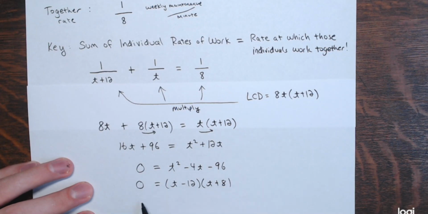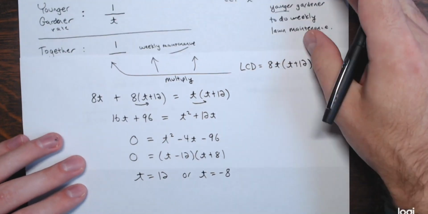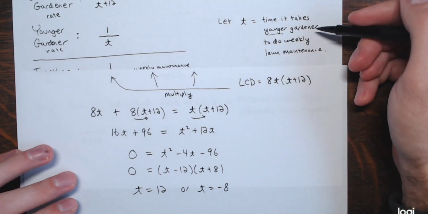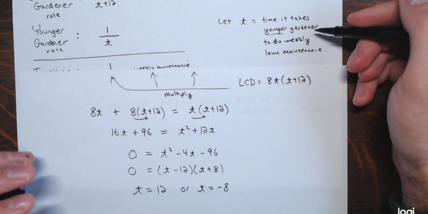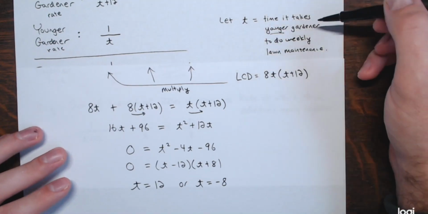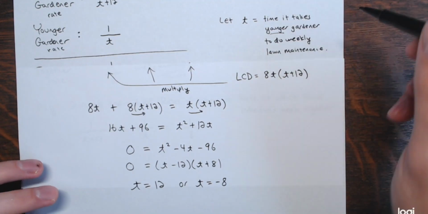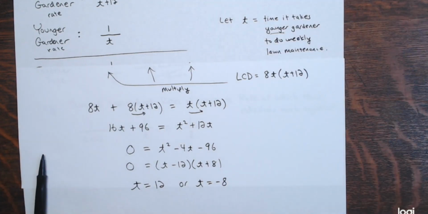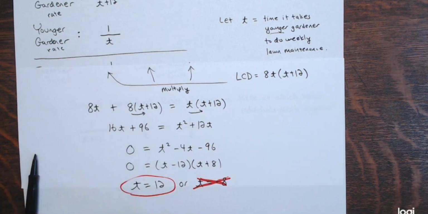So the possible solutions here are T equals 12 or T equals negative 8, but you've got to remember what T represents. T represents what they asked us for. They asked us how long it takes these gardeners to do this work by themselves. T is the time it takes the younger gardener to do weekly maintenance. So we don't need negative time, this doesn't make any sense. So T is 12. Now that's not the final answer.